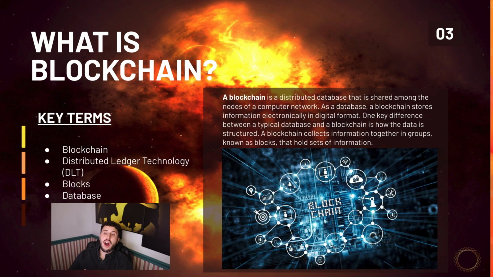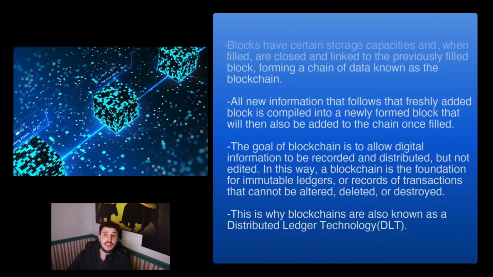What these blocks do is they link onto each other. And that's why you have the previous hash on there. So say you have a block here, the previous hash is there. And then you have the details of the transaction. And then the thumbprint or hash of the current block is right there as well too. It's the three things that are in the block and they form that chain. Blocks have certain storage capacities, and when they're filled, are closed and linked to the previous filled block. And that's why they call it blockchain.